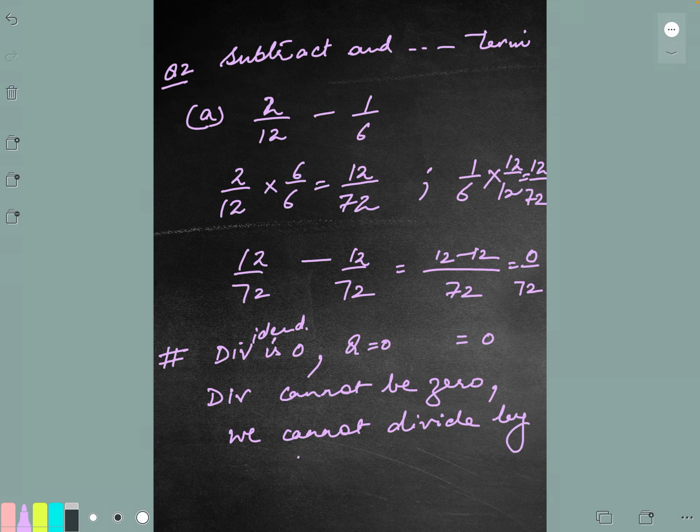Remember the exercise we did in chapter number 5. We wrote it not possible. So here the denominator cannot be 0. But if the numerator is 0, it means the dividend is 0, right? So the answer will be 0. This is just a note for you. You are not supposed to write it in your classwork notebooks.